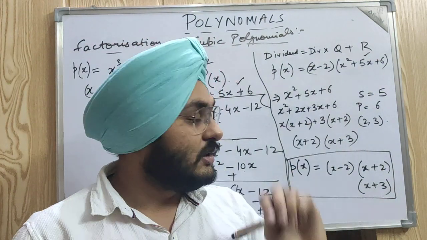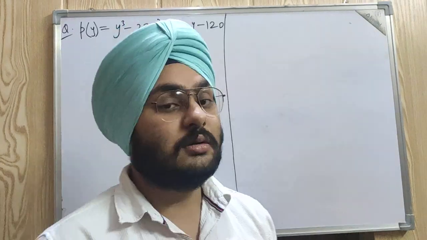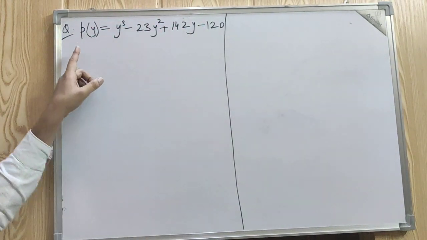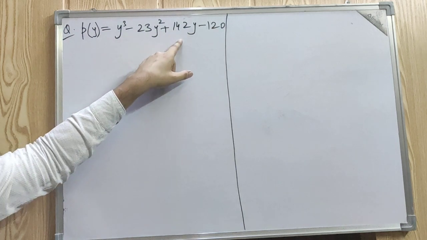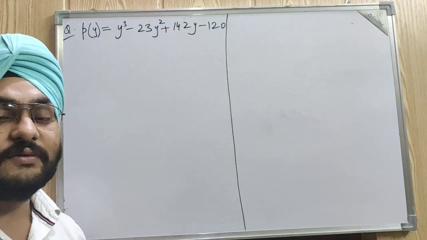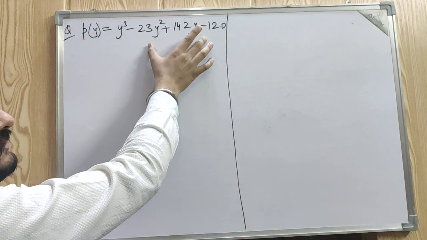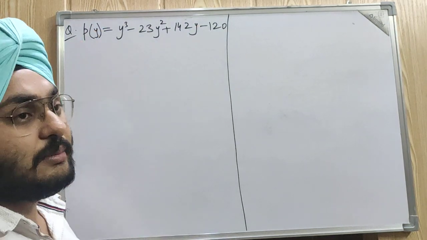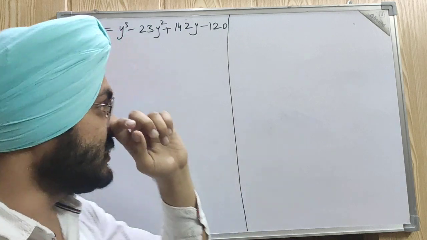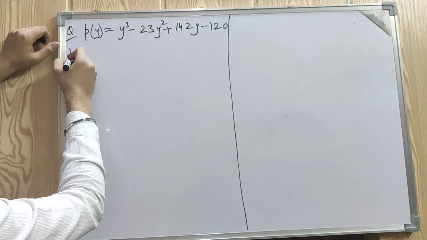Coming to one more same question like this. So our next question is in this way. P(y) equals y cube minus 23y square plus 142y minus 120. If you are not given this polynomial P(y), just name it on your own. So now first, substituting y as 1 here.